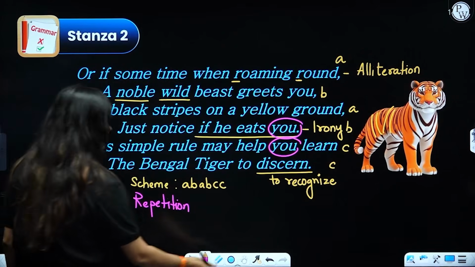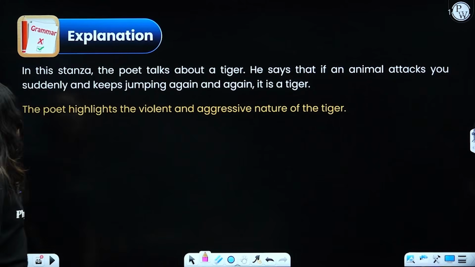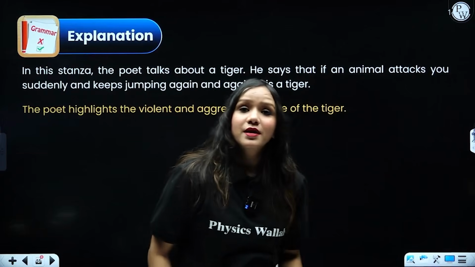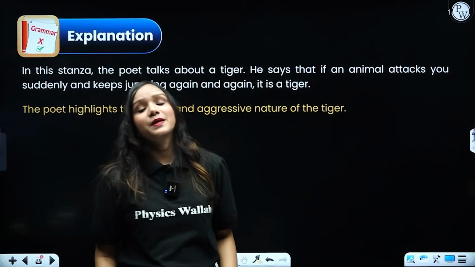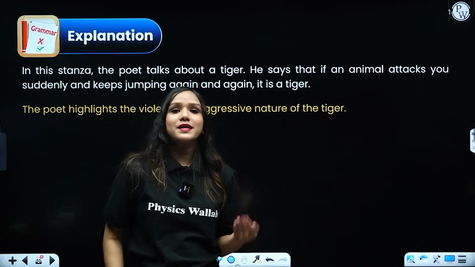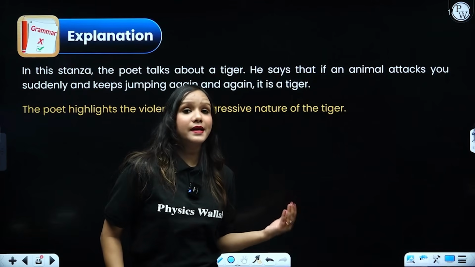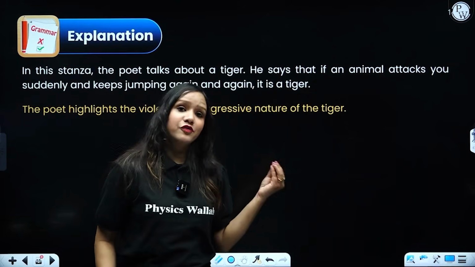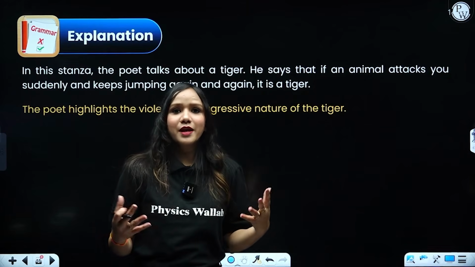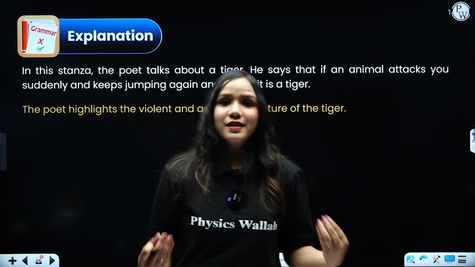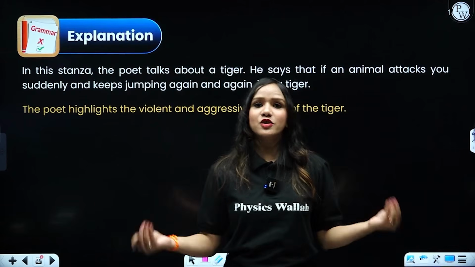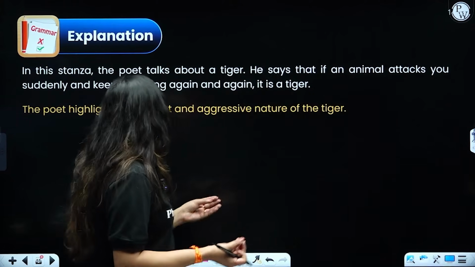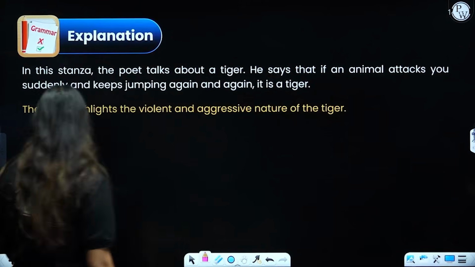Now, let us see another one. In this stanza, the poet talks about a tiger. He says that if the animal attacks you, remember that it's none other than the Bengal tiger. But as I just told you, there is irony in this particular line, when it shows that if you need to identify a Bengal tiger, he eats you. Just think, it's very natural that nobody will put his or her life at stake just to know whether the particular animal is a Bengal tiger or not, right? So this is quite amusing to know.